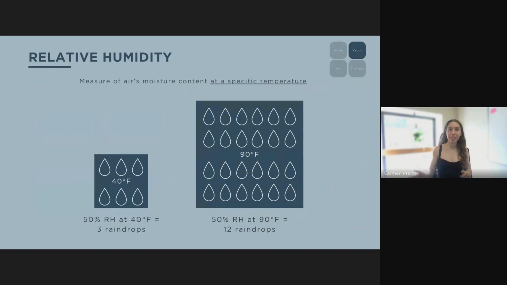All right, before we dive in, I'm going to take a step back and look at some basic terminology. If you already know these terms, bear with me, but it's good to have a refresher. So first we have relative humidity.